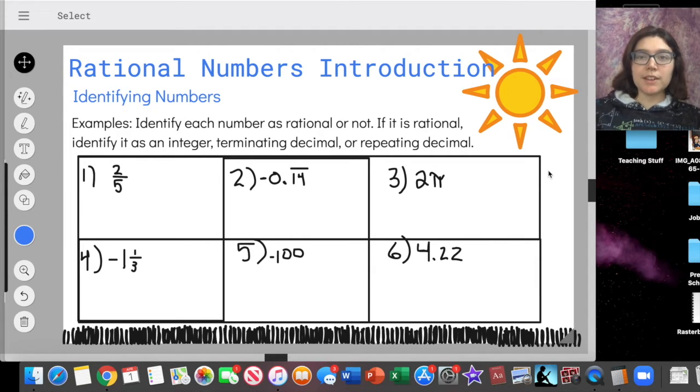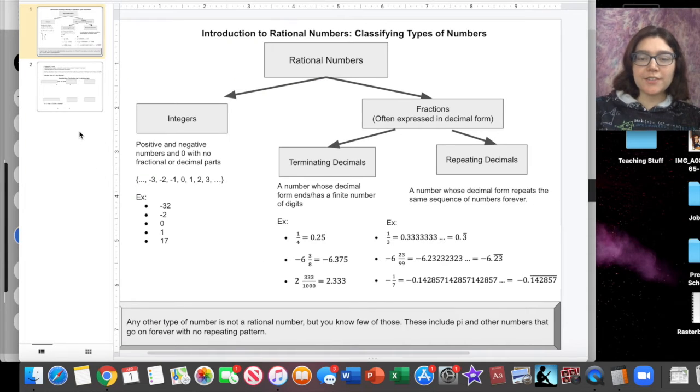So something that's going to be really helpful when we're doing this is this note sheet. We can classify numbers lots of different ways. So what we're focusing on in 7th grade is the umbrella category of rational numbers. So rational numbers are going to be split for us into ultimately 3 different categories. There's going to be integers, which we have here, and then we're going to have fractions, which can be expressed as decimals, and then there's going to be 2 categories within that.